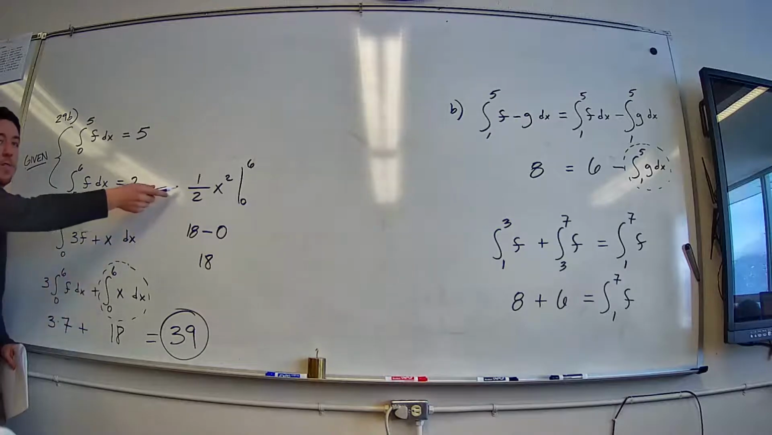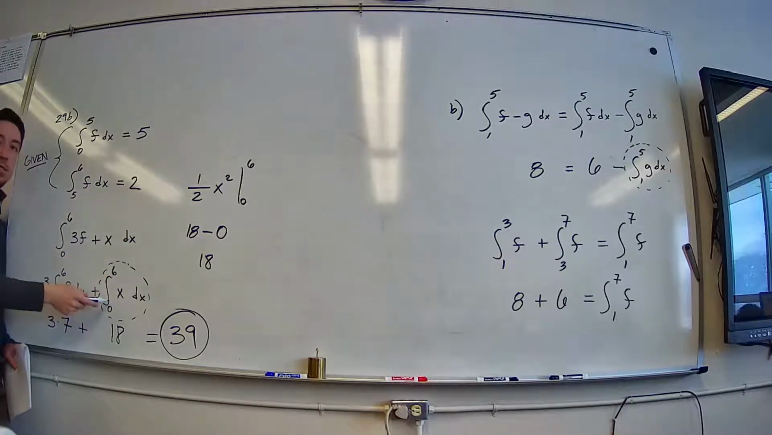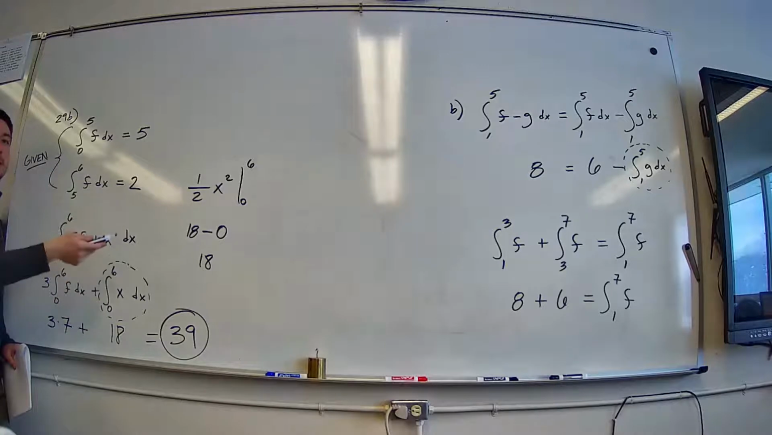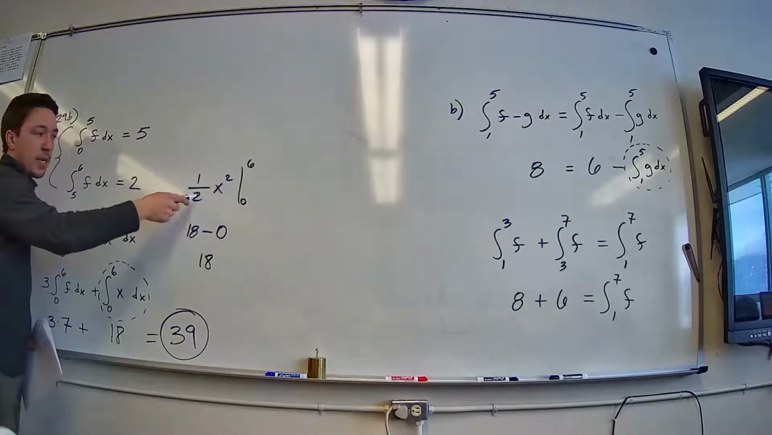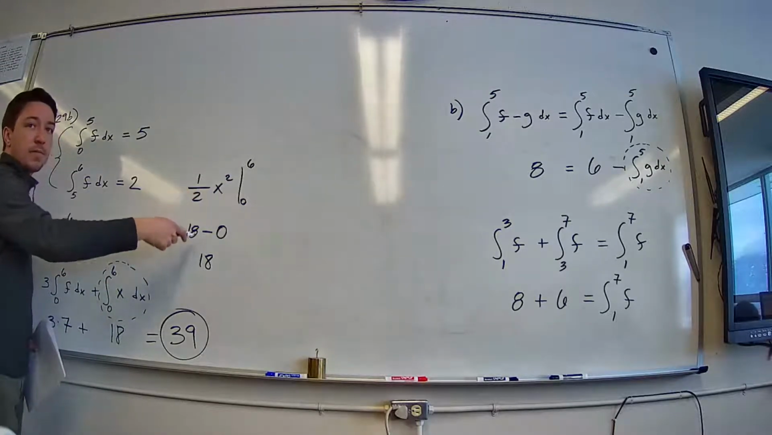Why? So I did it over here. The integral of x. This is coming back to the first thing we did this unit: if you integrate x, you get 1/2 x squared, and you plug in the 6, and then you plug in the 0 and subtract them.